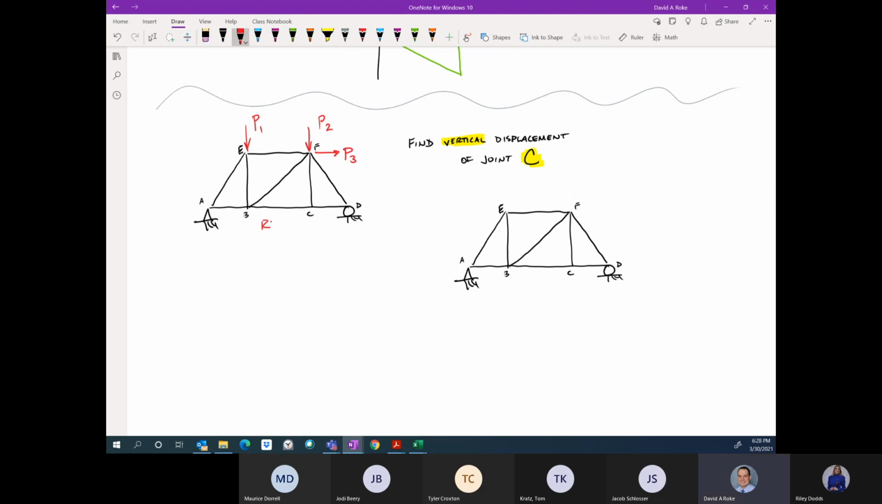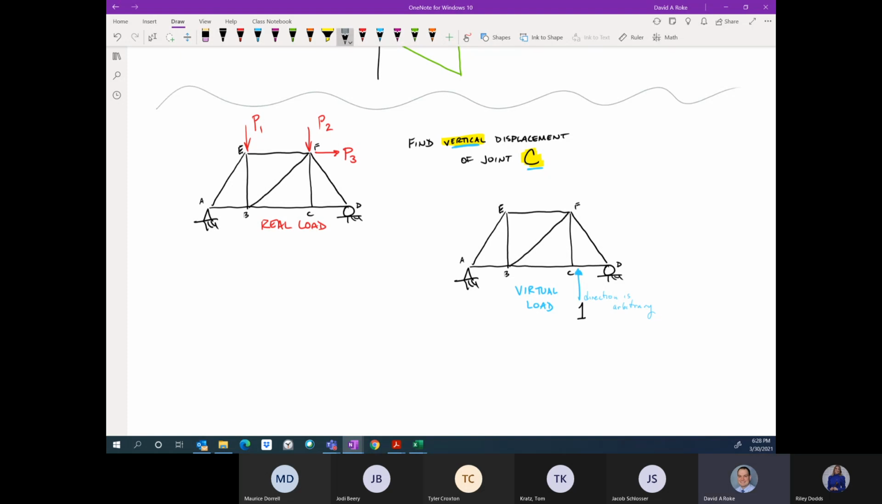So we have our real load, and we also have our virtual load. And our virtual load is a vertical load at joint C. And so you have a choice to make. Will it act up or down? It doesn't matter. So I'm going to put my virtual load upward. It's an arbitrary choice. So here the direction is arbitrary. I mean, I know it has to be vertical, so it's either up or down, but it has a magnitude of 1.